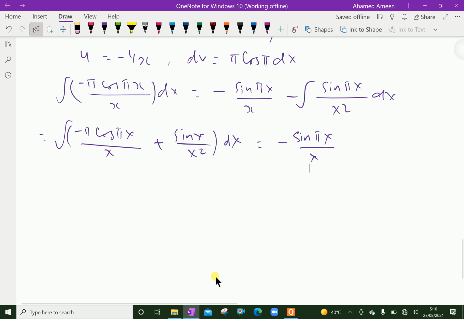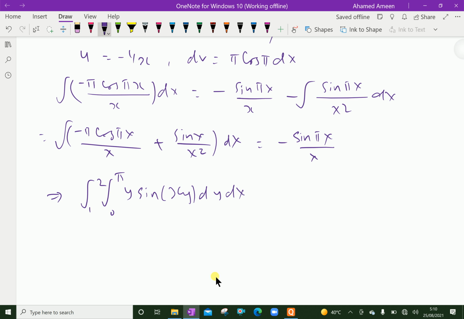And also we can see finally, the integral from 1 to 2 and 0 to pi of the given function y sine of xy dy dx then equals, giving the limits, minus sine pi x over x from 1 to 2, we get minus sine 2 pi by 2 plus sine pi, which is equal to 0.